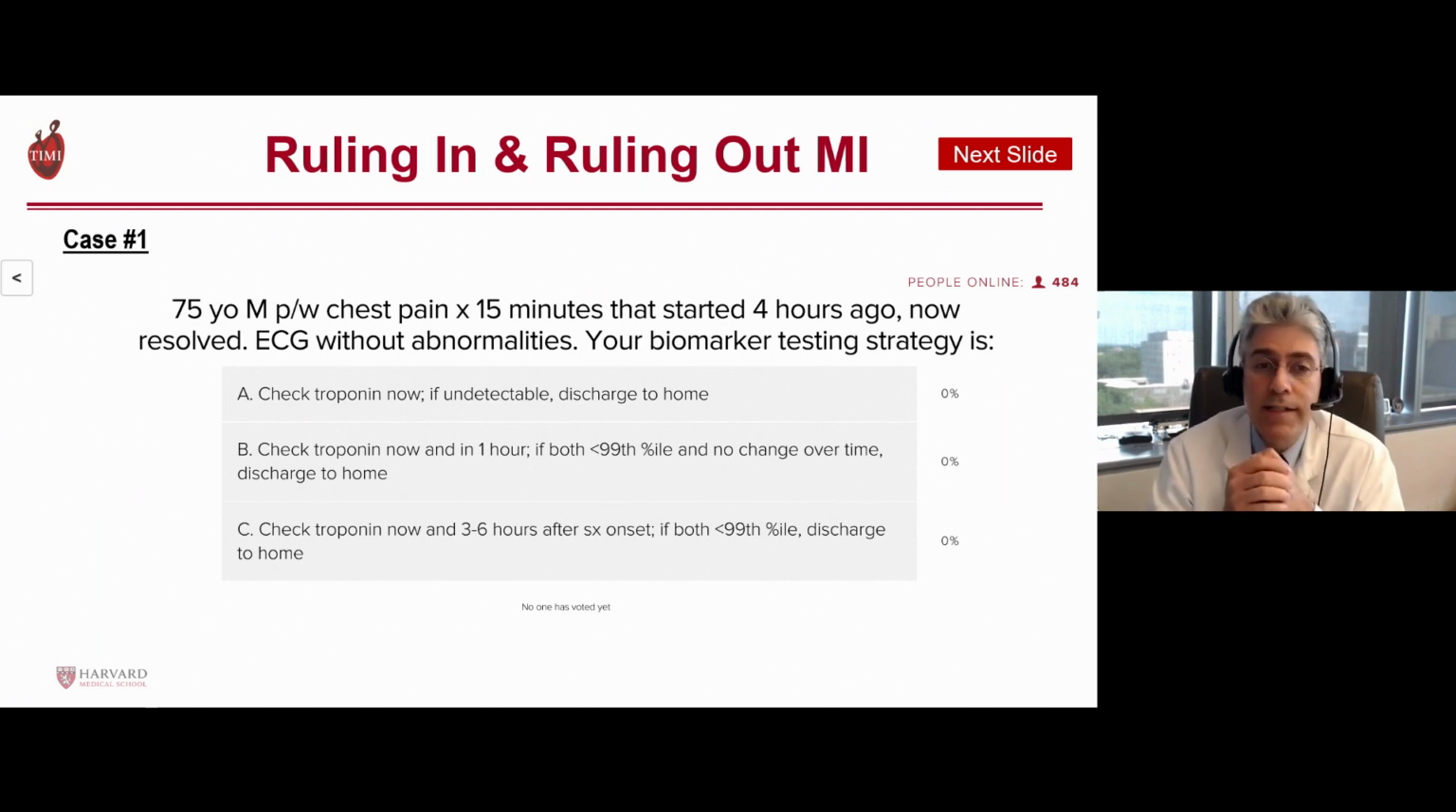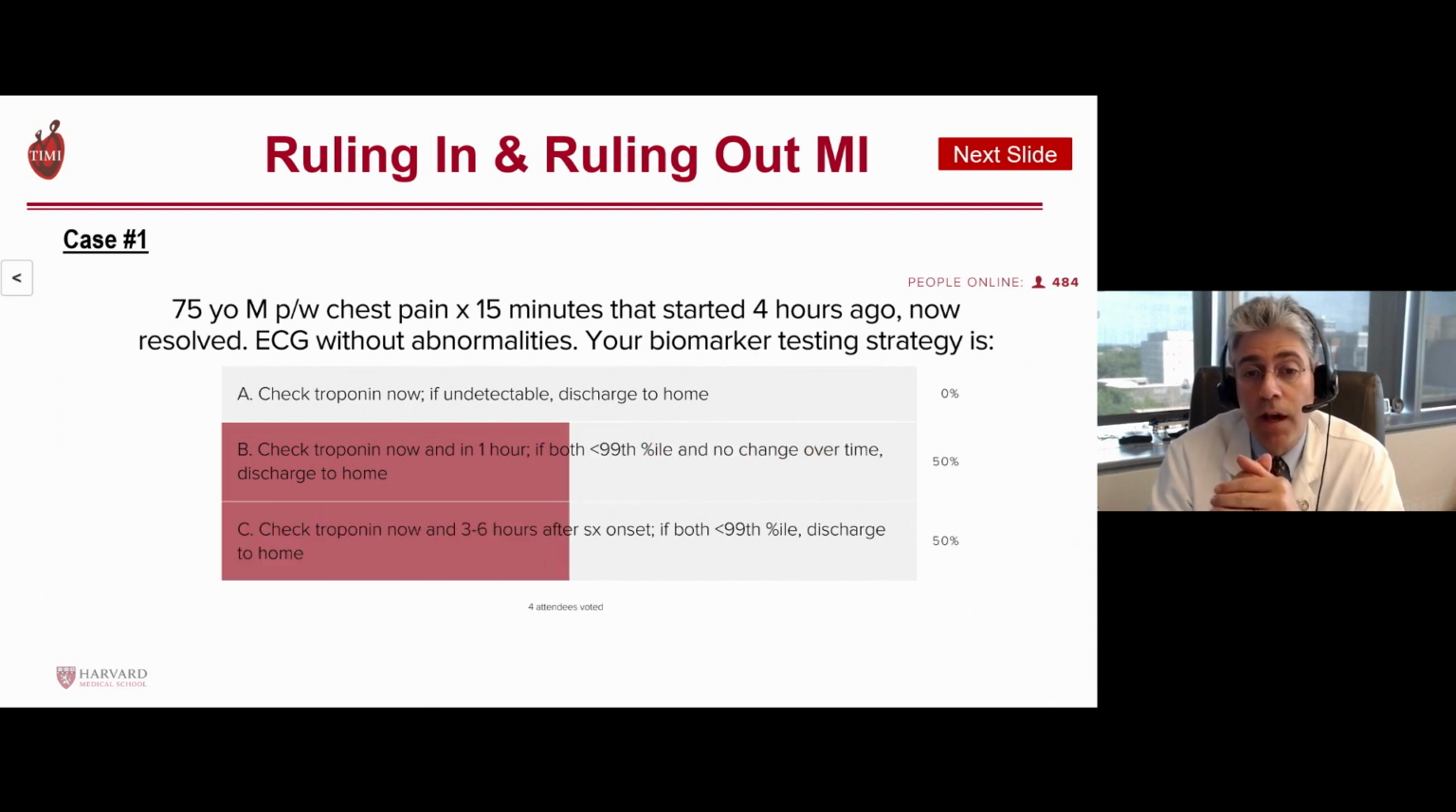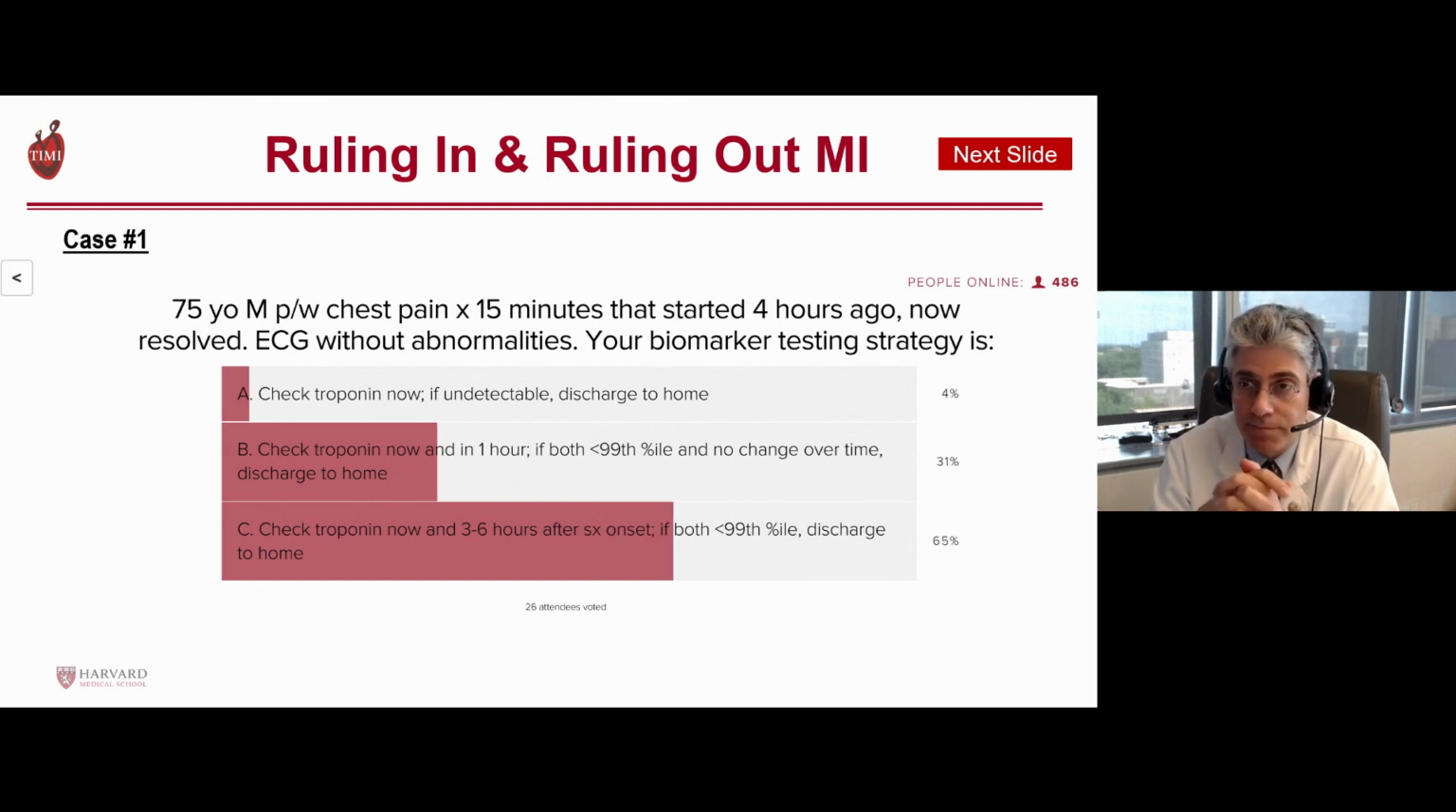Your biomarker testing strategy is either A, check a troponin now, and if undetectable, discharge them to home. B, check a troponin now and in 1 hour, and if both are below the 99th percentile and no change over time, you can discharge to home. And C, check a troponin now and 3 to 6 hours after symptom onset, and if both values are below the 99th percentile, then can discharge to home. So we're letting people vote here.